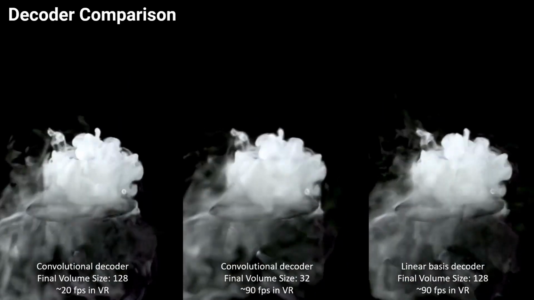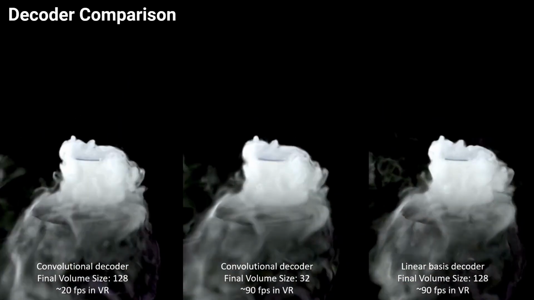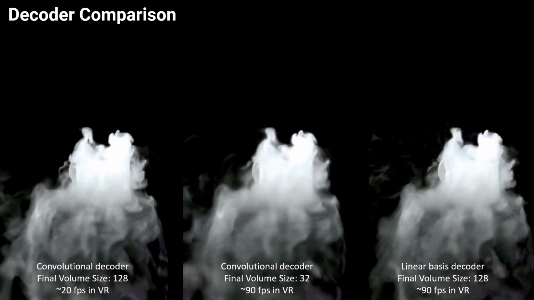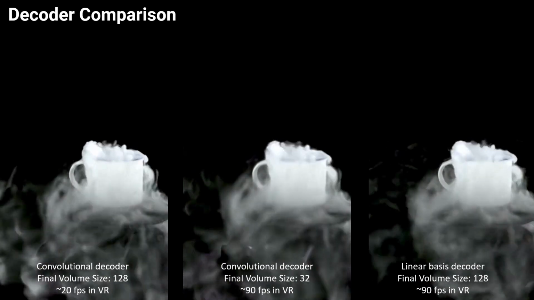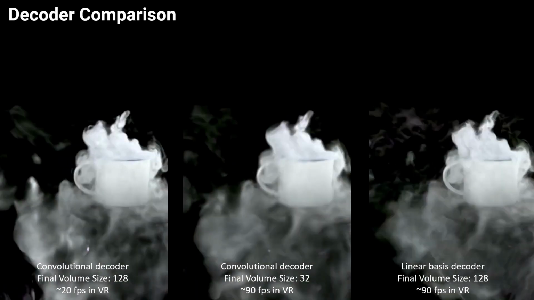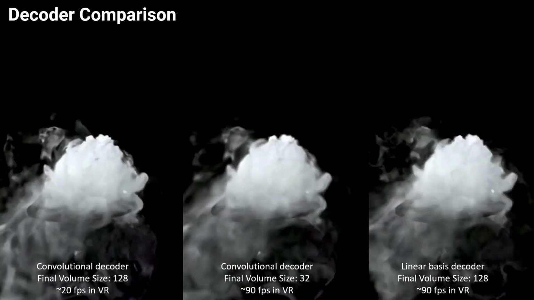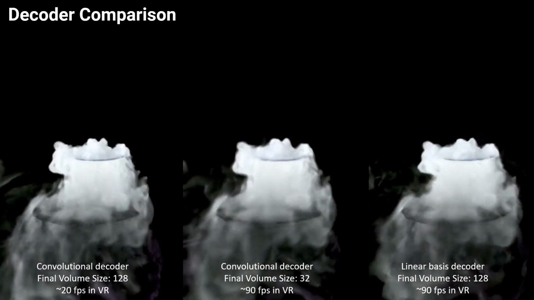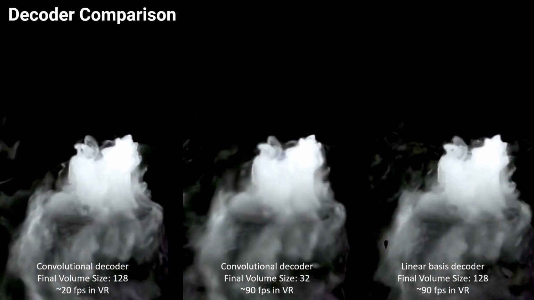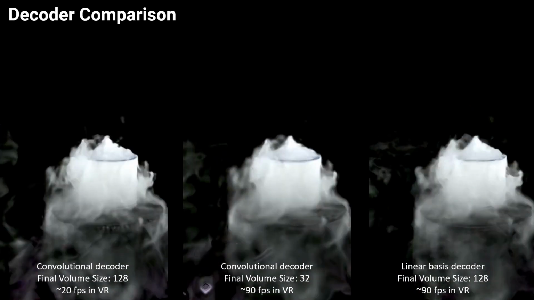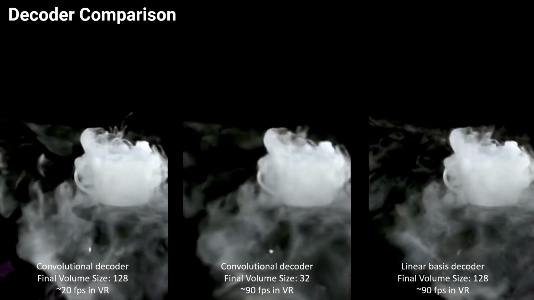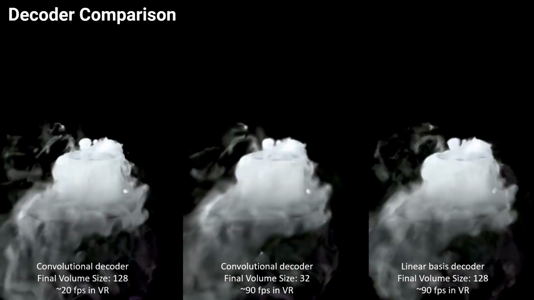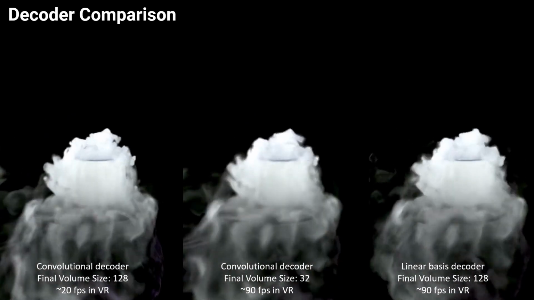I also mentioned earlier that there are a few different decoders that we use. So far, I've shown results from the 128 cubed convolutional decoder because they generally look the best, but the model doesn't hit 90 Hz in VR. We have 2 alternate models that do. One is a convolutional decoder with size 32 cubed, and the other is a linear basis decoder with a size of 128 cubed. In general, the convolutional models are better at modeling scenes with more complex motion, but the linear basis decoder can get better detail.